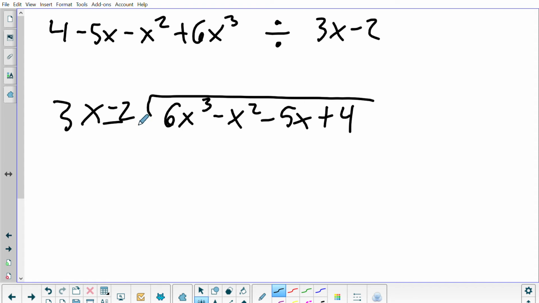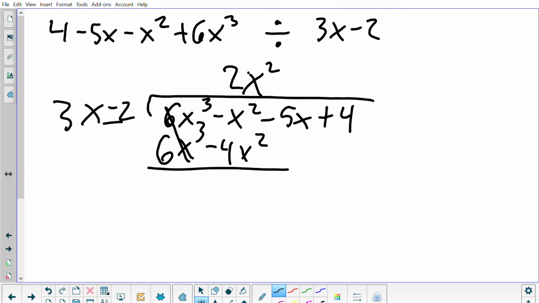And again, I'm looking at only these two. So how do I get this 3x to turn into 6x to the third? Well, I could do 2 times 3 to get to 6. And then to this x, we need to get to an x to the third. So I'm thinking x squared, because x squared and x to the first makes x to the third. So then I do that to the other one. So 2 times negative 2 is negative 4, then x squared. These are going to cancel, okay? And then this needs to turn into a positive because we're changing it to a subtraction problem. So this is now 3x squared minus 5x.